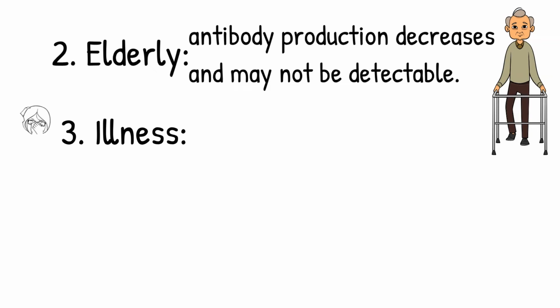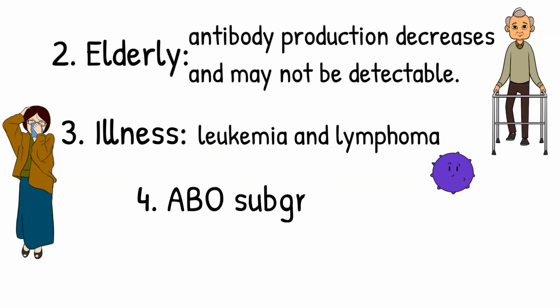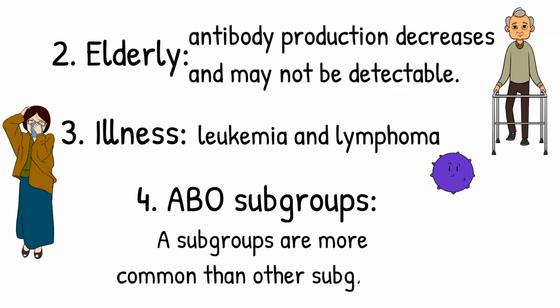Third, illness. Some illness can cause decreased production of antibody, such as leukemia or lymphoma. Fourth, ABO subgroup. We have an entire video dedicated to ABO subgroups, so you can go watch that at the end of this video.